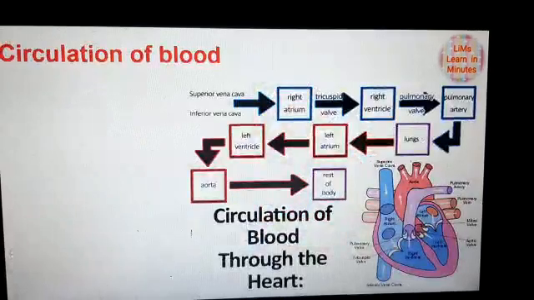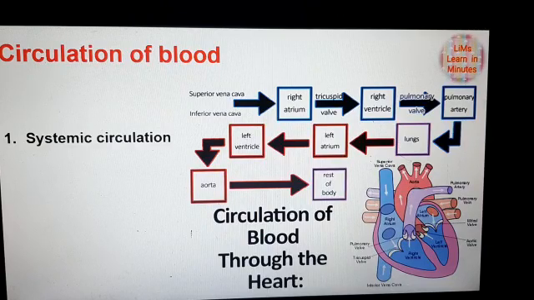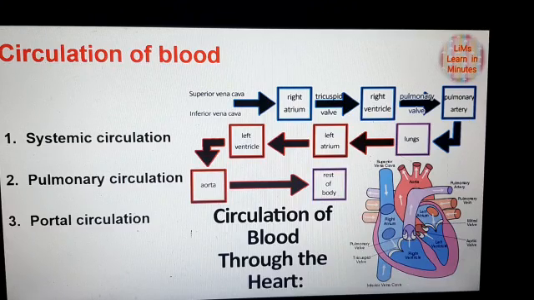Now let's learn about the circulation of blood. The heart is responsible for circulation of blood throughout the body. This is divided into 3 main parts. First, systemic circulation, second, pulmonary circulation, and the third is portal circulation. Let's see one by one in detail.